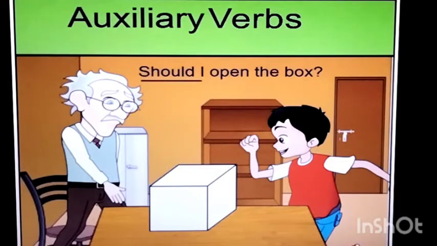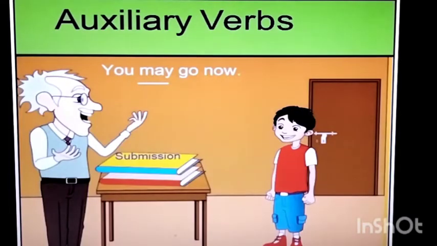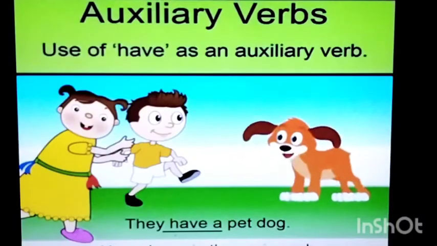Should I open the box? Here should is the auxiliary verb or helping verb and open is the main verb. You may go now. Here may is the auxiliary verb and go is the main verb. Now let us look at different usage of have as an auxiliary verb.